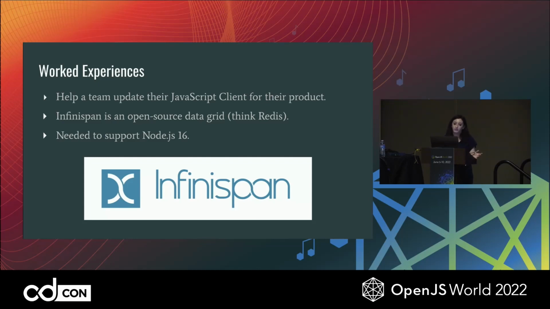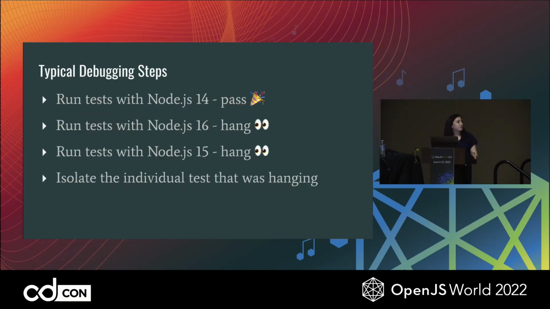So they reached out to our team to ask for some help. This is where I'd like to share some of the techniques I used with increasing complexity to try and figure out what was happening. So step 1 was some very, very typical debugging techniques. Run it with Node 14, it passes; 16, it hangs; Node 15, it hangs. At the same time, I was also able to isolate the very specific test that was failing. So again, you want to do that so you don't have to rerun the whole test suite each time.